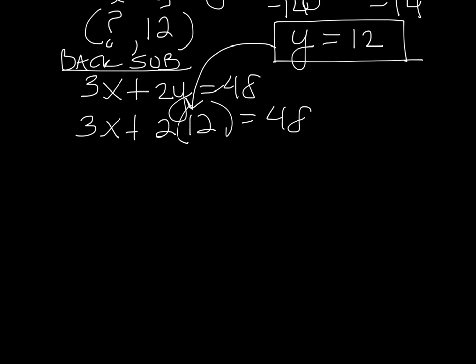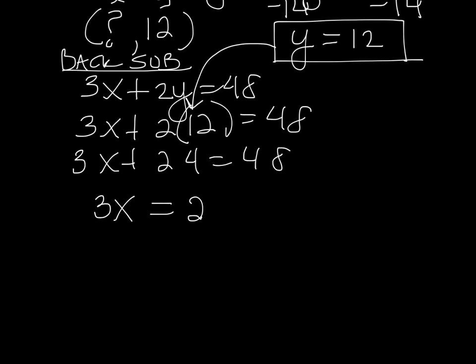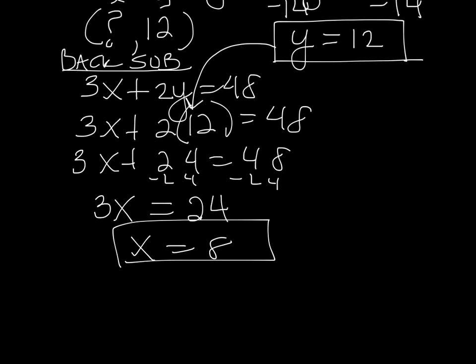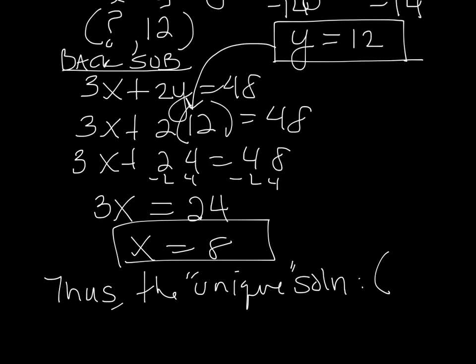And again, just solve this linear equation. This is 24. If I subtract 24 from both sides, I get 3x equals 24. 3 times what is 24? Well, it's 8. So x is 8. Thus, the unique solution, there's only one, is 8, 12. Okay, so this is case 1.